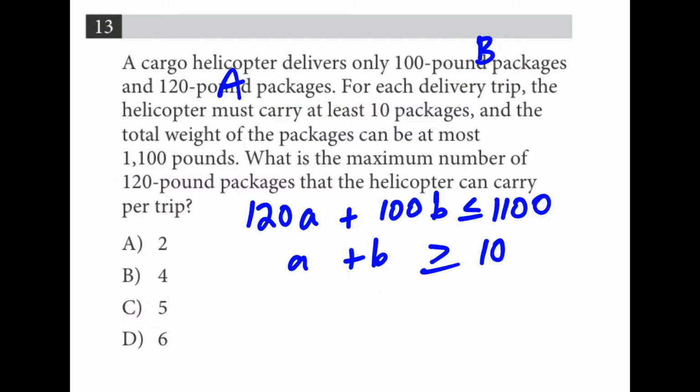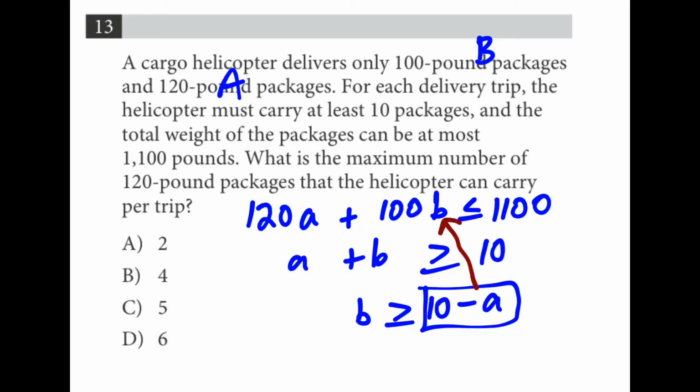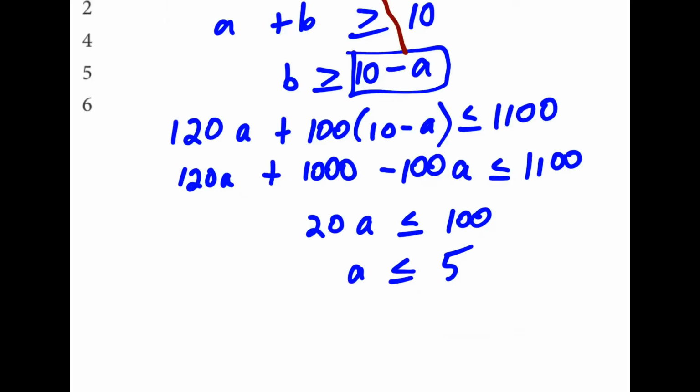The other way would be to assign a variable to each of the different packages. So we'll call the 120-pound ones A and the 100-pound ones B. We've got to have at least 10, and their combined weight has to be less than or equal to 1100. So we can solve for B, which we want to minimize and make as small as possible. Since it's greater than or equal to, we'll just choose 10 minus A. And we'll substitute that in up here in this earlier inequality. And we can distribute and subtract and combine like terms and divide, and we'll find that the 120-pound packages, we have to have 5 or fewer. So 5 is the most. Both methods work. I like the first one.